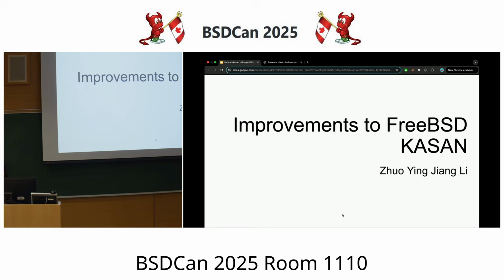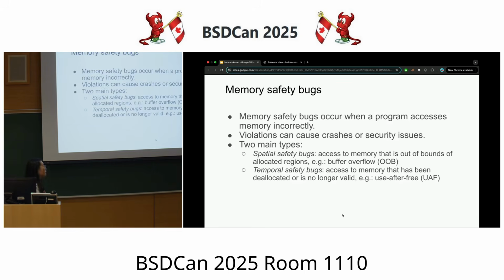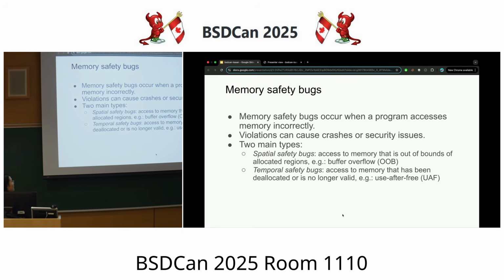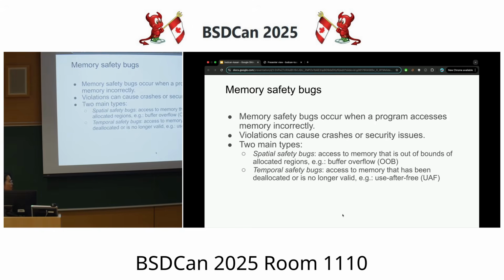So I'll start by explaining what memory safety bugs are, which is very related to what KASAN is supposed to detect. Memory safety concerns accessing memory that is valid. We say that a memory safety bug occurs if a program tries to access memory that is not meant to be accessed at that time or at that space.